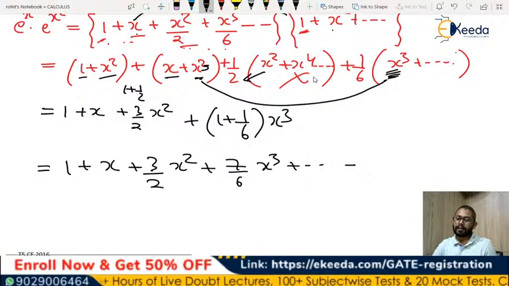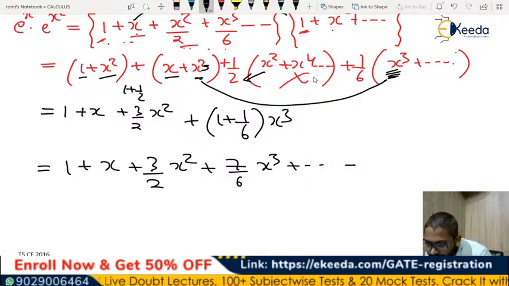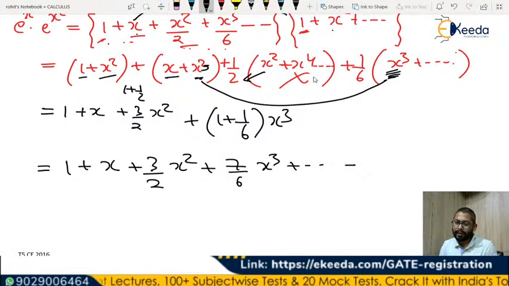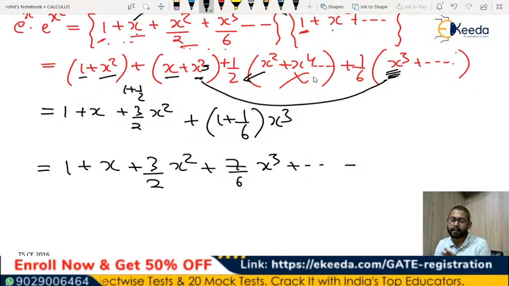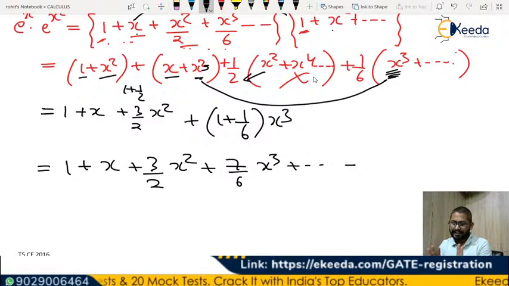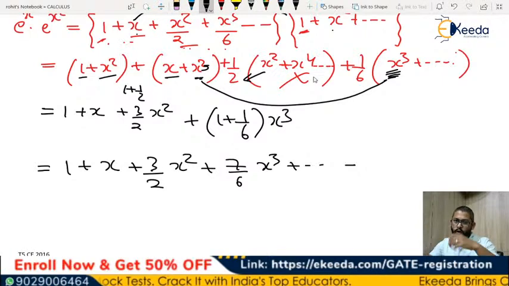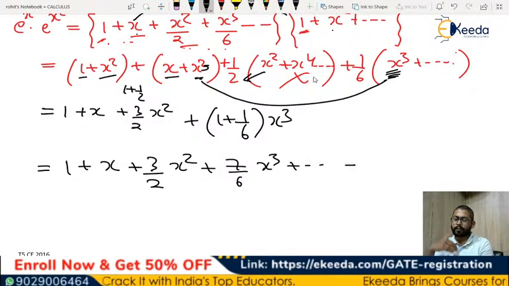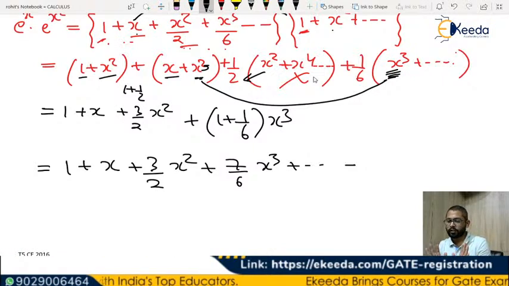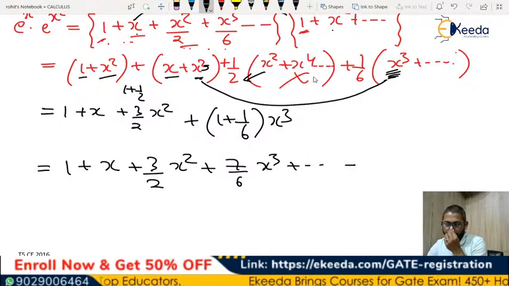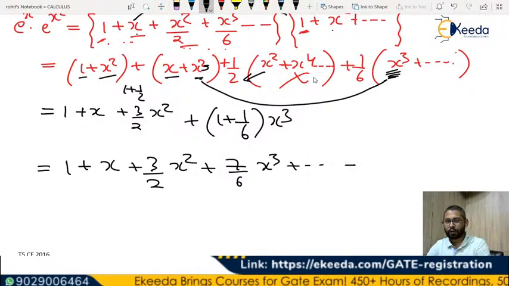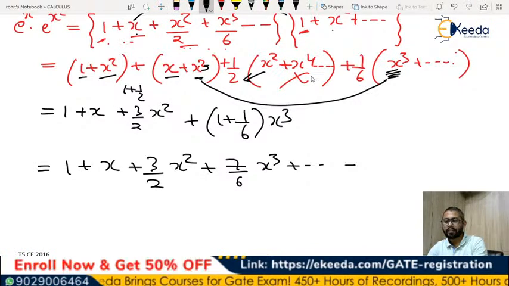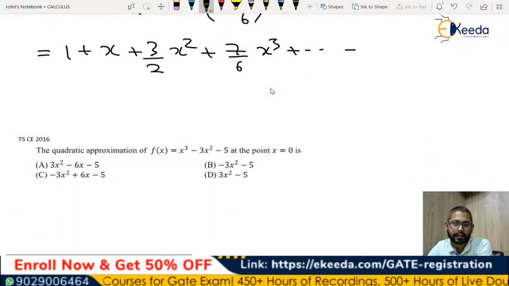Please try to expand it. You will get this only. I'm telling you, please expand it. The understanding you need is that you don't have to go above third order. Avoid anything above third order because they have asked you up to third order only, right? Aditi, please do it. Then you'll get it. Although it is right, if you are getting any confusion, you just do it instead of checking it here.